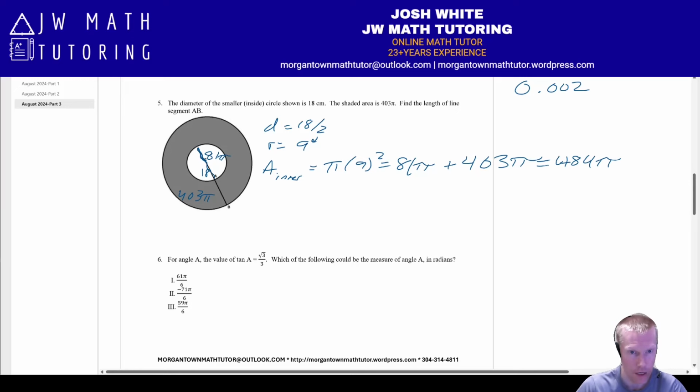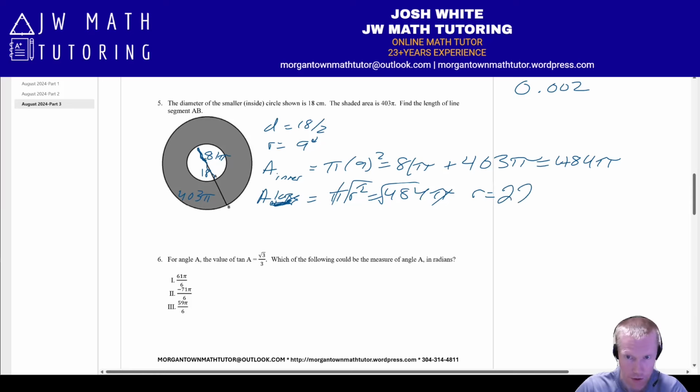Now that we know that, the area of the whole large circle is 484 pi, and that's equal to pi r squared. So the pi's, of course, will cancel out. So r squared is just 484. So we can just square root that to solve for r. The radius of the large circle is going to be 22. So that means from here to here, or from C to B, however you want to look at it, that value is 22.